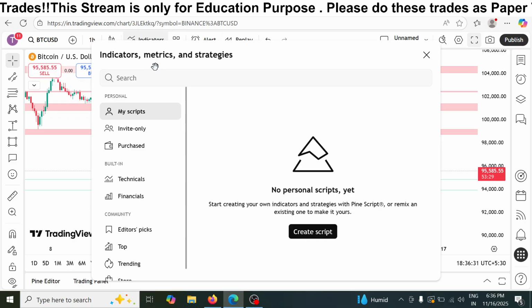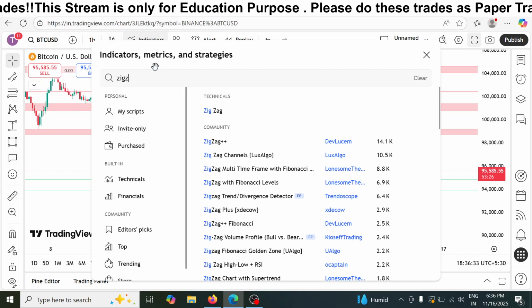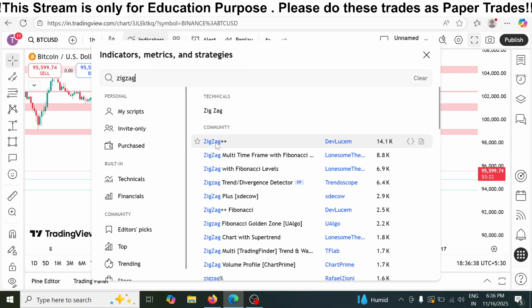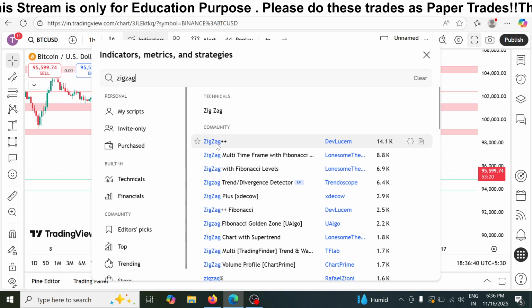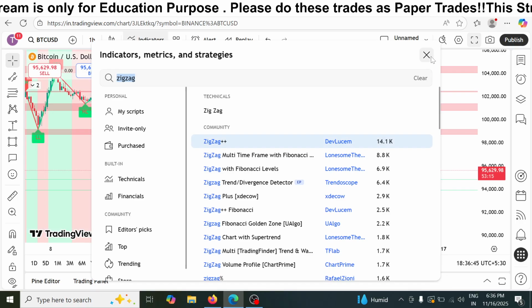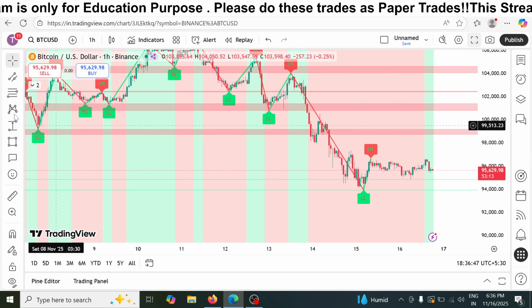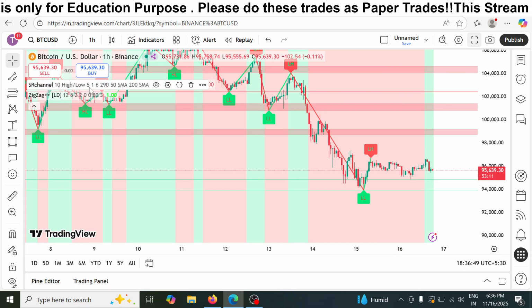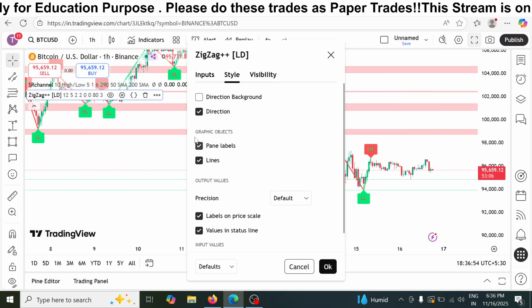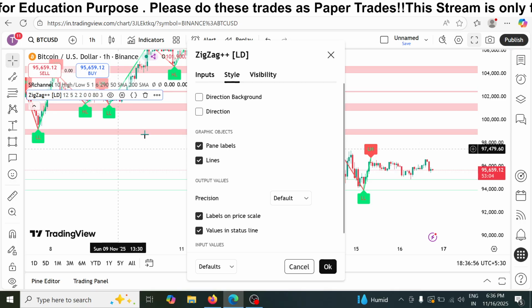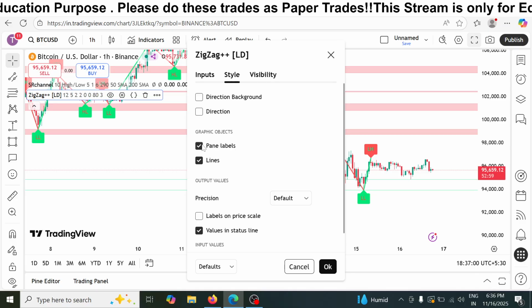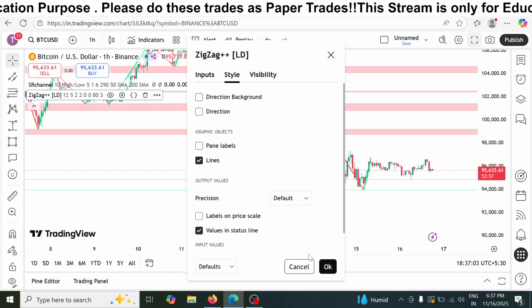zigzag indicator. Now, these are not very famous because not a lot of publicity has been done for this indicator, but these indicators are very, very good. Now, the moment you write zigzag, you can choose this one, okay? And you will see a lot of color codes have come. What you should do is go to the settings of this indicator, okay, and make it very simple. Remove this background, remove the direction, okay, and remove the label on price scale also, remove the pane label, okay.